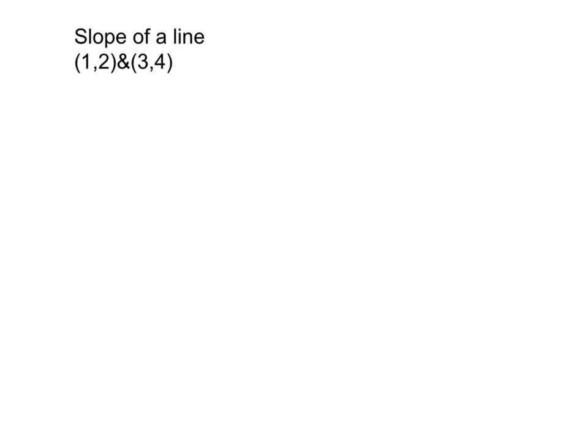Okay, today we're going to be looking at slope of a line, and we're given two different ordered pairs of points, (1, 2) and (3, 4). Now what I'm going to do for you is draw an XY plane.